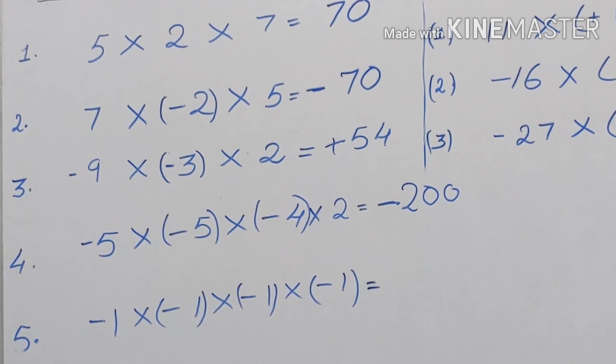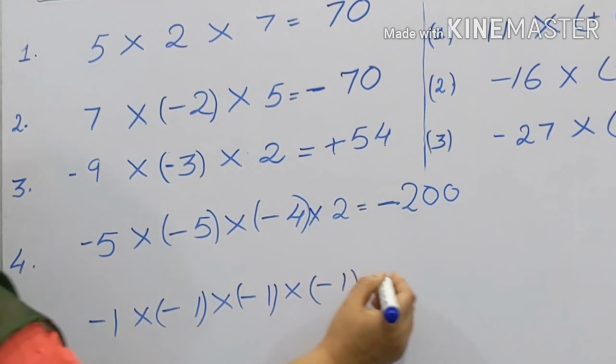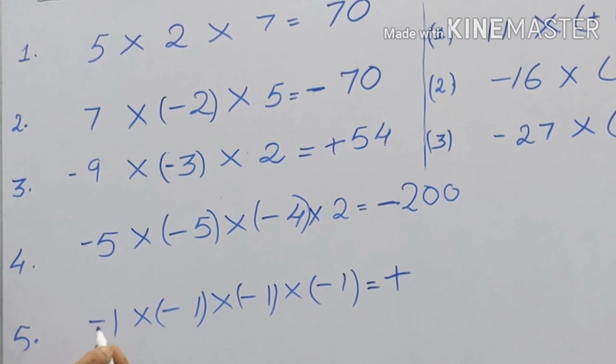Example 5. Let us first proceed with the number of negative integers. 1, 2, 3, 4. When the negative integers are even in number, the answer is positive. Hence the answer is 1 into 1 into 1 into 1 equals 1, means plus 1. With this, you can do the questions of multiplication of more than two integers.